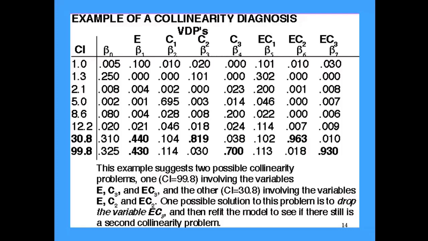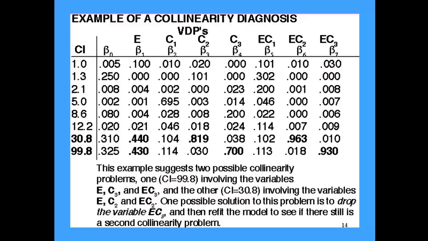Now, you notice on this table there's a bunch of numbers in here. Notice at the top of the table, can you tell what model might have been fit here? This is made-up data, but can you tell from what's written at the top of the table what the model is? This is a linear regression from the colin option, but what variables were in the model? An E variable, three C's, and three EC's, right? That's the model that was fit, okay?